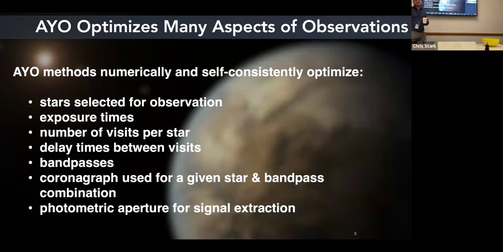AYO does a lot to optimize these observations. It's not just selecting which stars are best to observe, and it's not just selecting their exposure times, it's selecting the number of visits per star, the delay time between those visits. It's even now selecting what wavelength we observe at on a star-by-star basis. You can send it 8 different coronagraph masks. You can assume your mission has a suite of coronagraphs and assign them on a star-by-star basis optimally. We're even to the point now where we are optimizing the size and shape of the photometric aperture that we're using to extract the planet signal. So at this point, I think we can relax and assume that we are optimizing confidently, and that when we perform trade studies with this tool, those trade studies are relatively accurate.